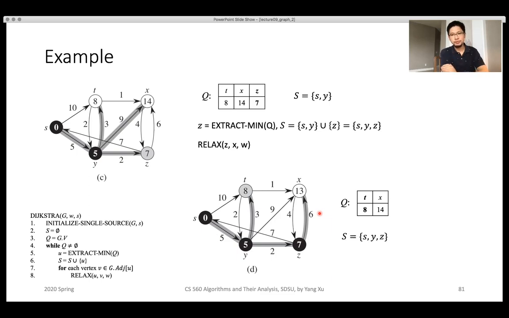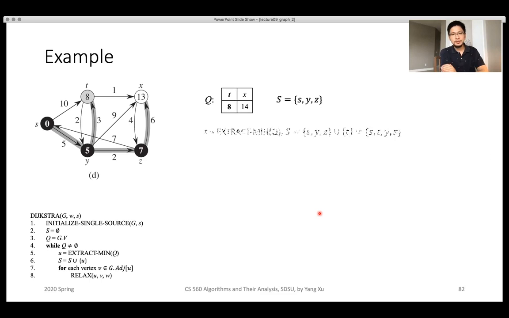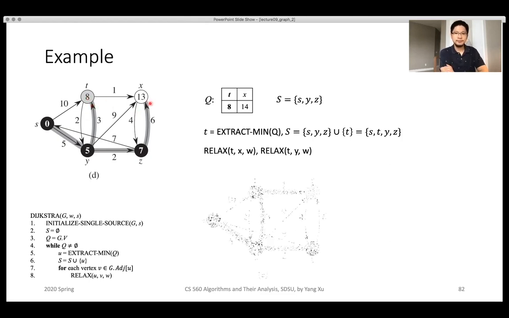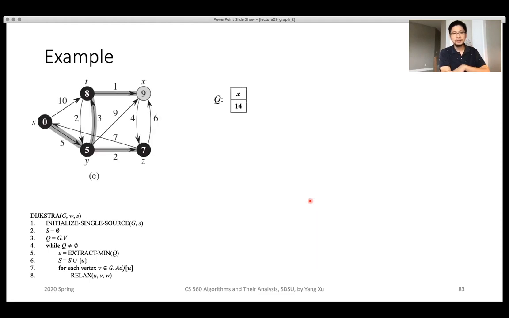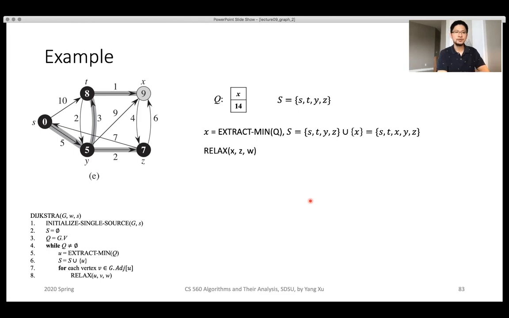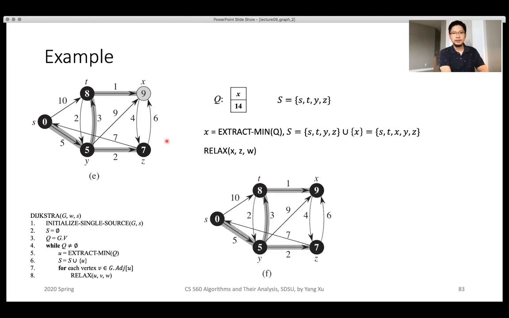T will be the next one to be extracted. After T is extracted, we relax TY and TX. As a result, the D of X and the pi of X will also be updated. Now only one element is left. After X is extracted, we try to relax the edge from X to Z, and eventually Q will be empty.